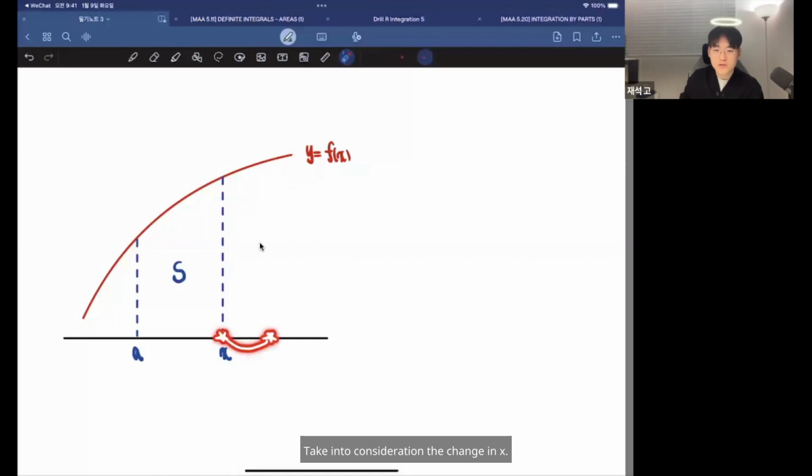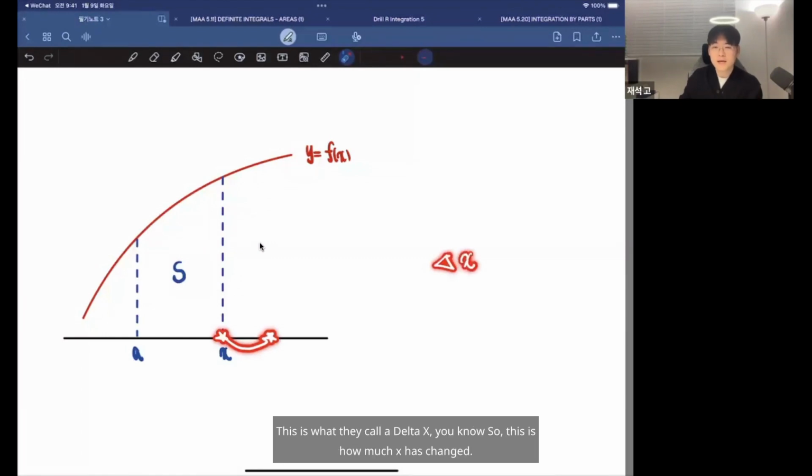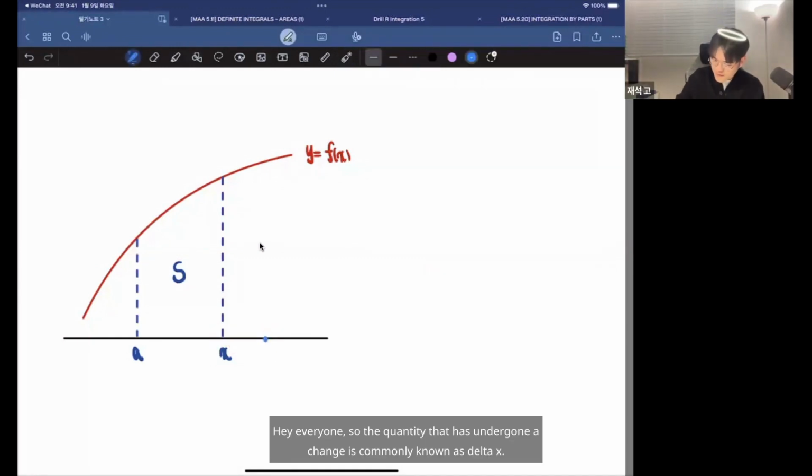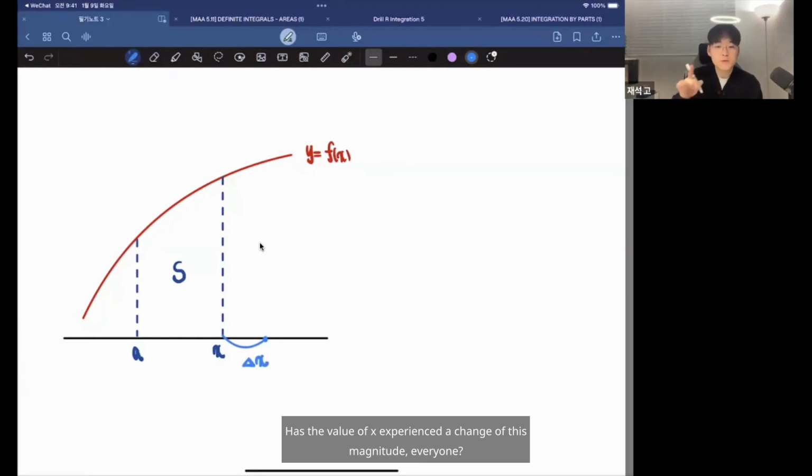Take into consideration the change in x, the symbol we use to represent a change. What is this thing that we're looking at? This is what they call delta x. So this is how much x has changed. How much has it changed? The quantity that has undergone a change is commonly known as delta x. Has the value of x experienced a change of this magnitude, everyone?